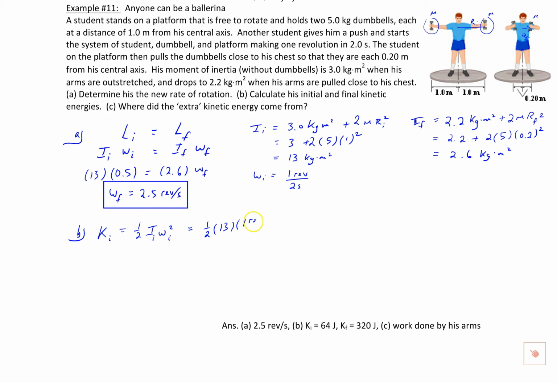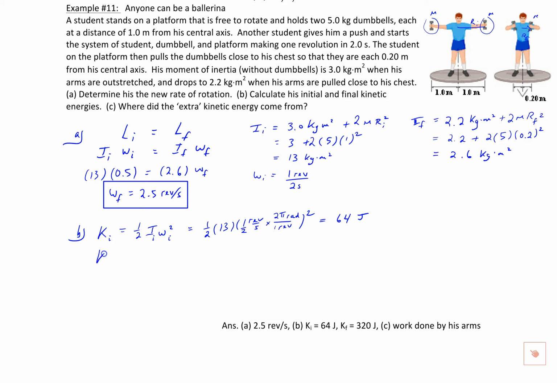So 1/2 revolution per second. We're going to need to change revolutions to radians. Remember, 1 revolution, if you go around an entire circle, is 2 pi radians. So we're going to need to multiply by 2 pi in here. And this is being squared. And I get an answer of 64.15 joules. I'll just write this as 64 joules.